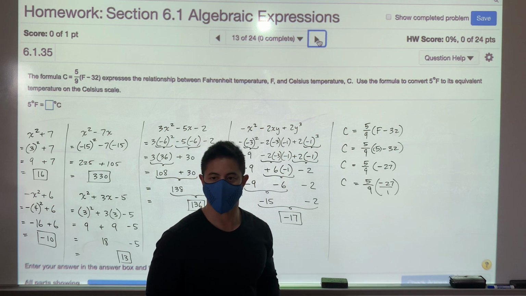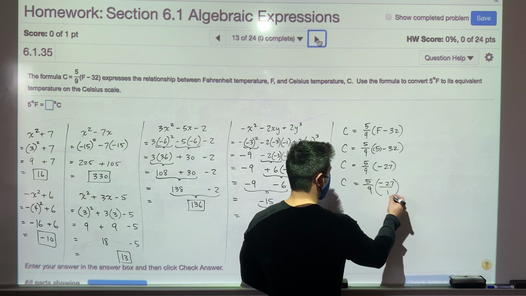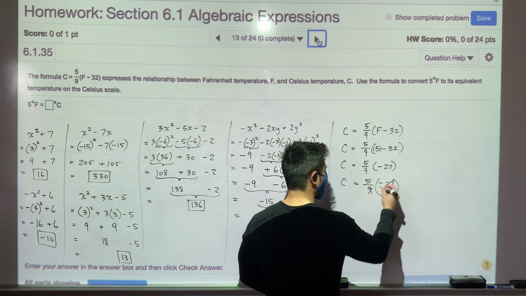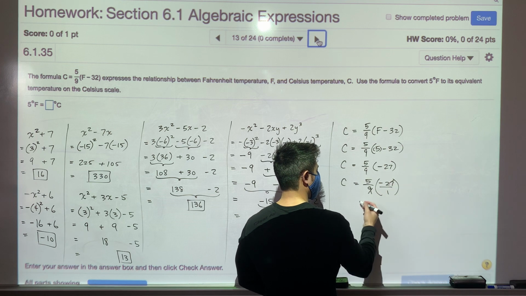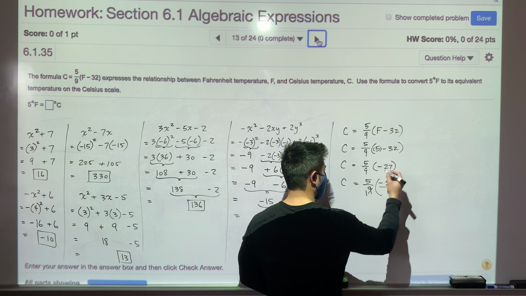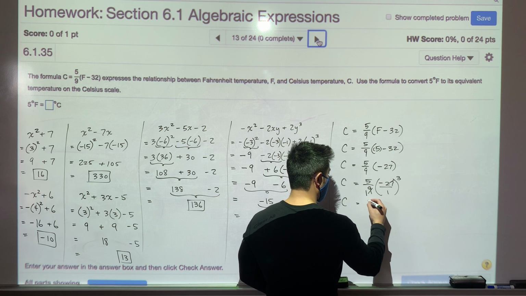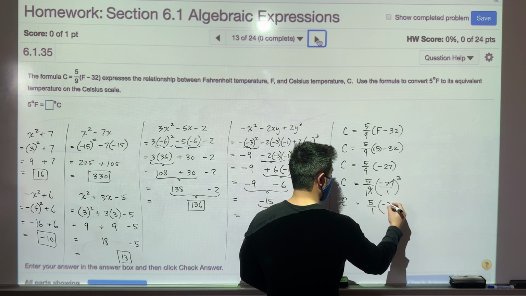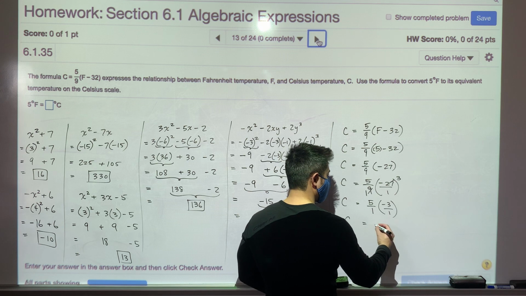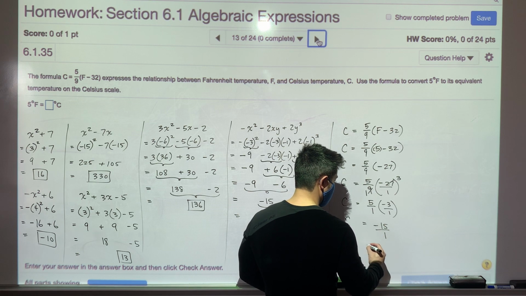Cross diagonal simplification. Do 5 and 1 have anything to cancel? Nope. How about 9 and 27? Yes. They're both divisible by 9. 9 divided by 9 is 1. 27 divided by 9 is 3. And so, let's rewrite this problem. That's going to be 5 over 1 times negative 3 over 1. And so, the Celsius equivalent is negative 15 over 1, or just negative 15.